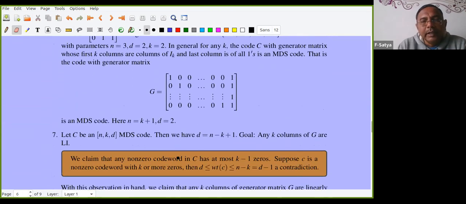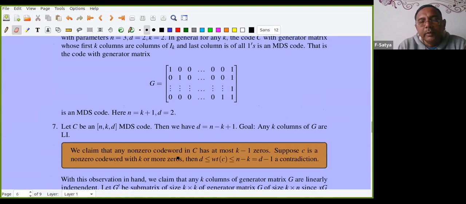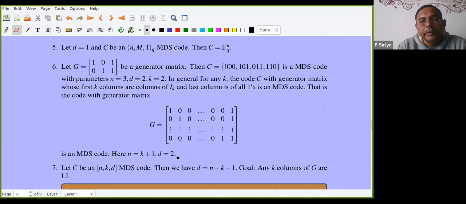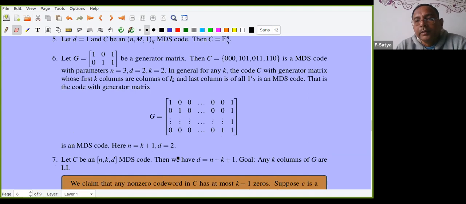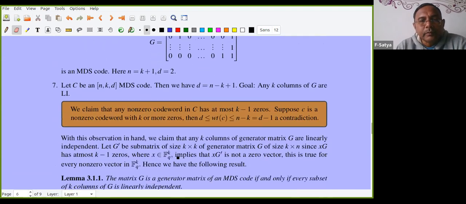So here n equal to k plus 1 and d equal to 2, right? In particular, in this example you understood an MDS code with parameters n equal to 3, d equal to 2, and k equal to 2. In general, for any k, the code with a generator matrix whose first k columns are I_k. Okay, so any questions till now?